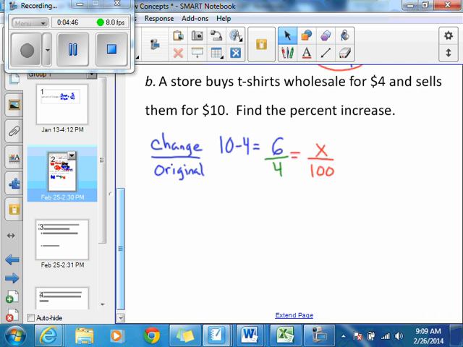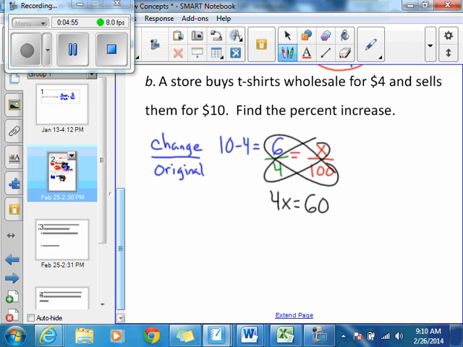So go ahead and cross multiply. We get 4x equals 600. We divide by 4. We get x equals 150. So that is a 150% increase in price.